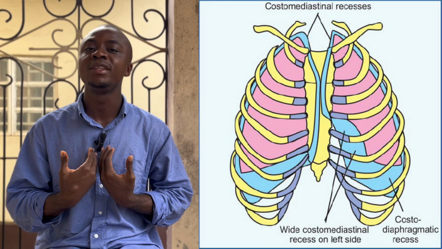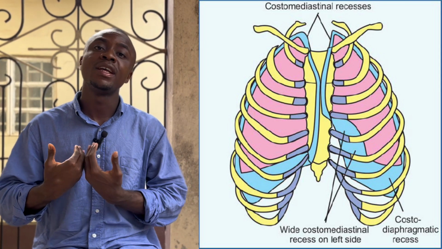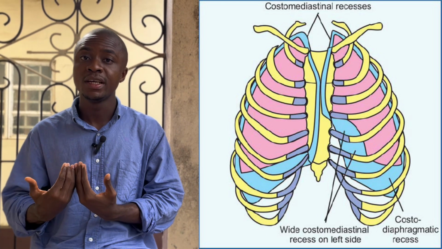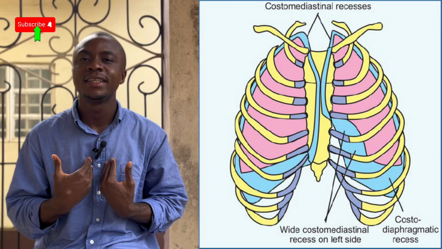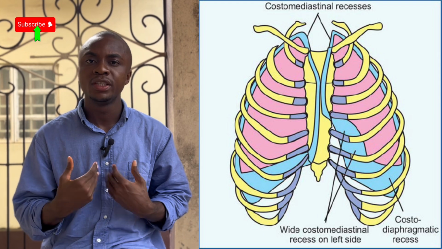We also have the costomediastinal. So costo, the same costal pleura, and the mediastinal pleura. So that space between these two pleurae is known as the costomediastinal recess. So these two recesses are very, very important to store the pleural fluid for lubrication.